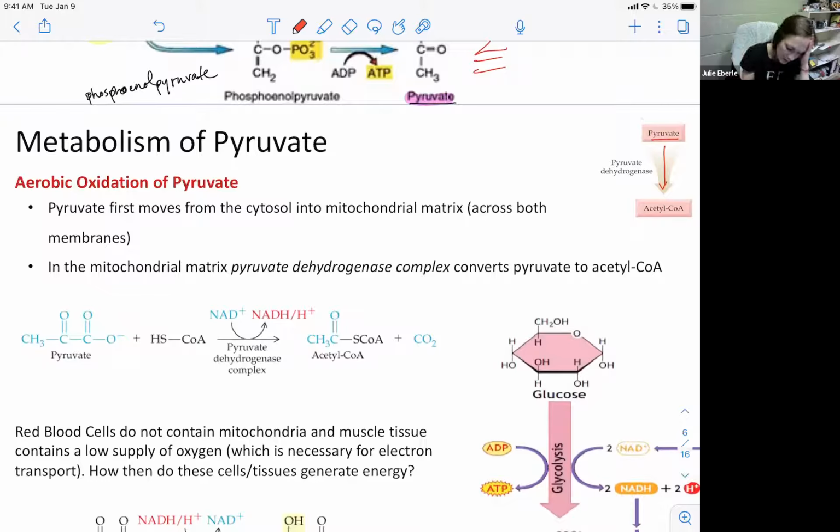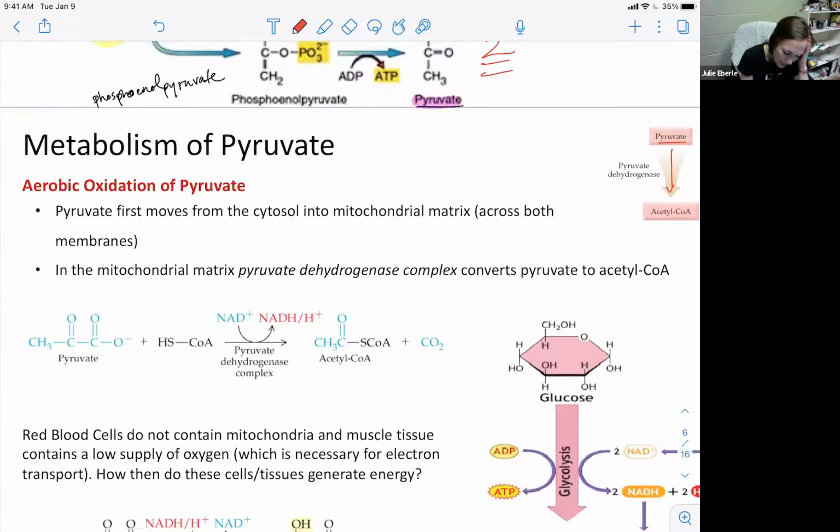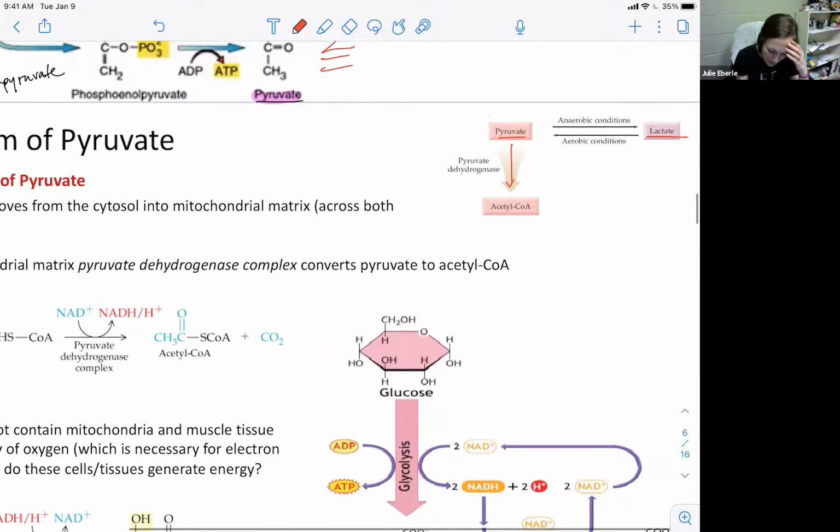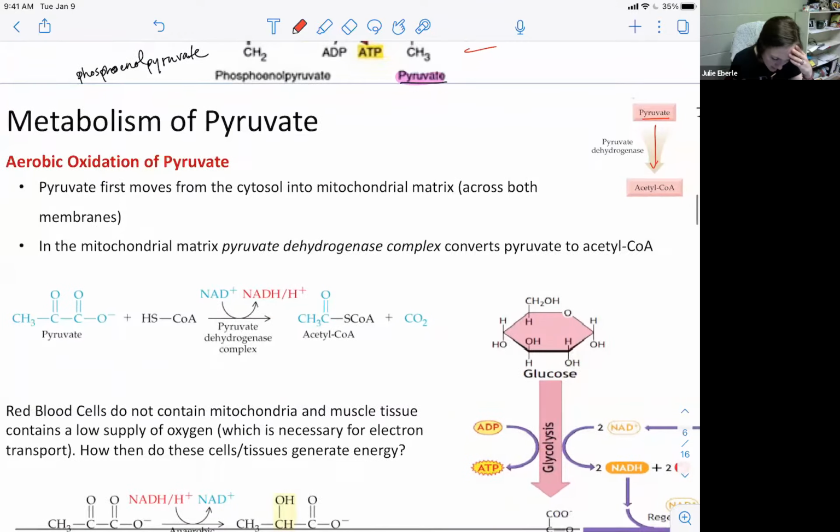All right, so let's look at aerobic oxidation of pyruvate. Following the downward arrow, this is technically aerobic oxidation of pyruvate, which is what's going to give us acetyl-CoA. Aerobic oxidation of pyruvate moves into the mitochondria, because remember, the mitochondria is where the citric acid cycle takes place.